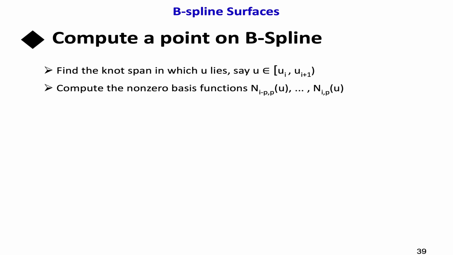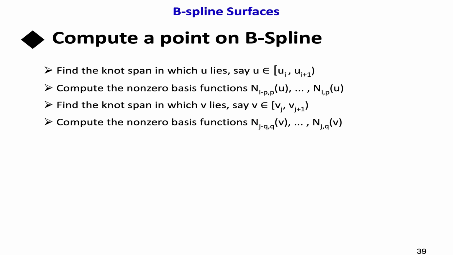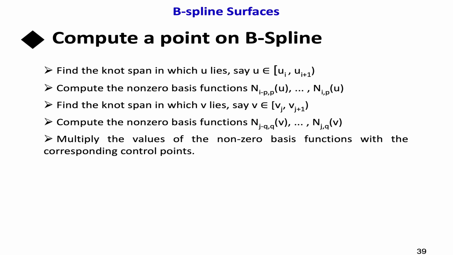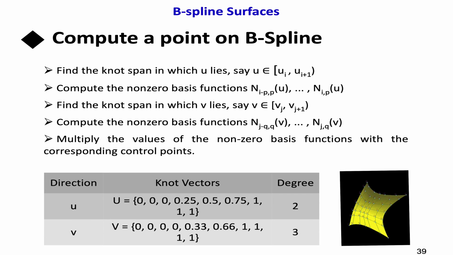Then compute the non-zero basis functions. Then again find the knot span in which v lies, where v belongs to the range from v_j to v_{j+1}. Then also compute the non-zero basis functions N_{j-q}(v) to N_{j,q}(v). And the last step is to multiply the values of the non-zero basis functions with the corresponding control points. Here is an example where we can see this is a B-spline surface.